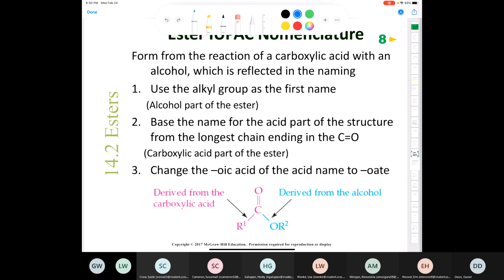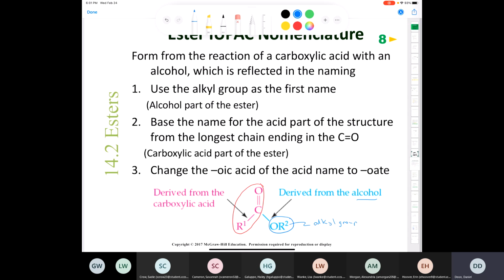The portion with the single bond to oxygen, we call the alcohol portion of the ester. The other part, with the double bond to carbon, we call the carboxylic acid portion. So how do you name the ester? You use the alkyl group as the first part of the name, and that comes from the alcohol part. Whatever this R group is on the alcohol portion, that is the alkyl group.